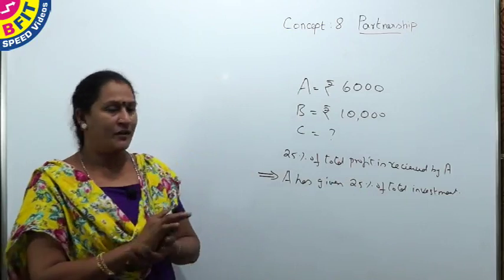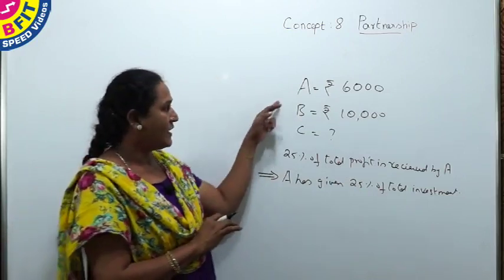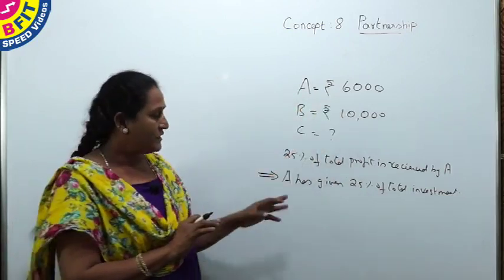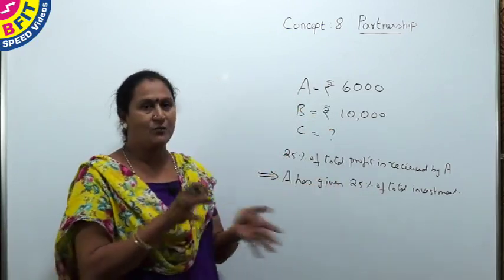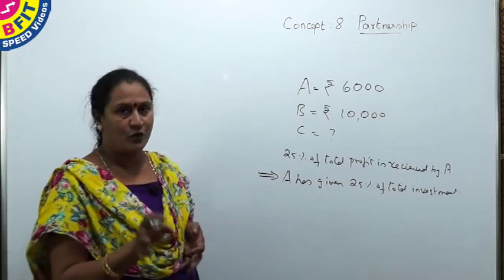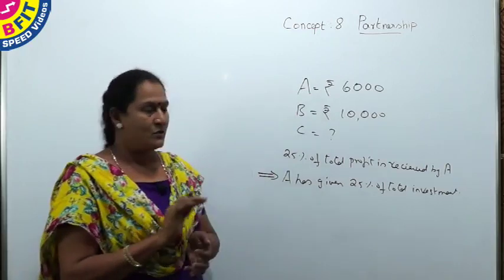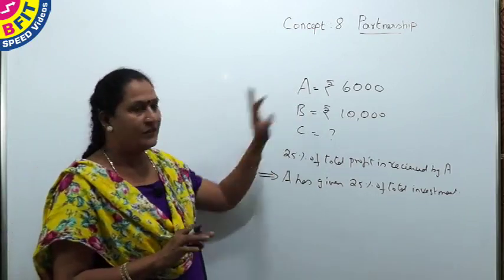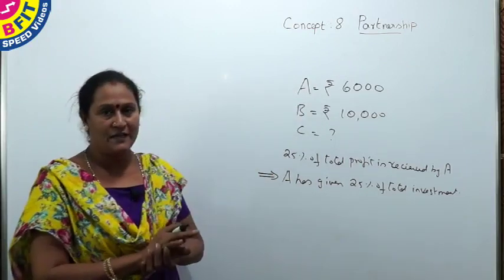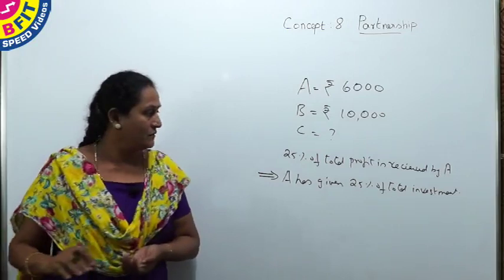So A's profit is 25% of total profit, which implies A's investment is 25% of total investment. So what is the amount invested by A? A has invested 6,000, which is 25% of the total investment. So 25% means 1/4. So 1/4 of total investment is 6,000. So what will be the total investment? The 4 parts. So multiplying this with 4, you get total investment as 24,000.